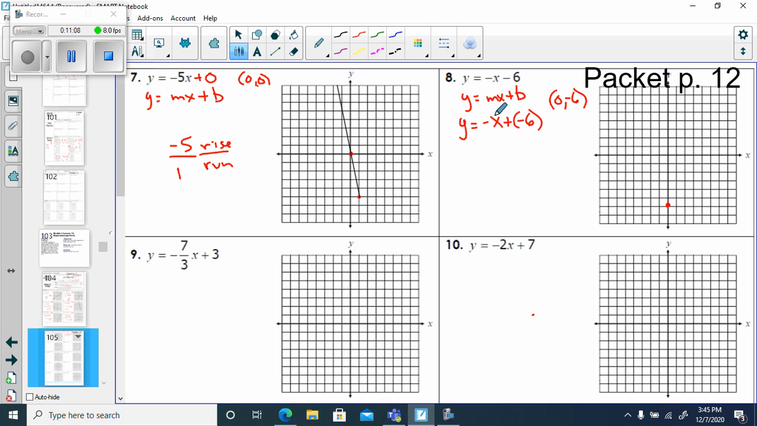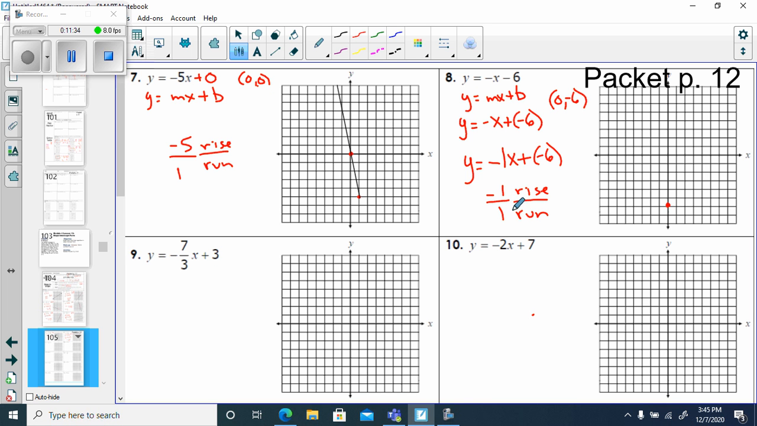Well, there's nothing here for the m. There's nothing in front of the x. What can I put in here? What can I multiply this x by and not change it? About 1x. Okay, so my slope is negative 1. That's my rise over my run. There's nothing under there to run.